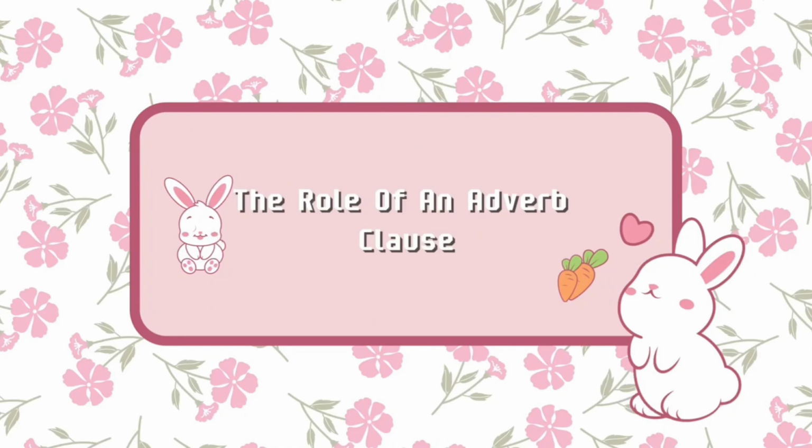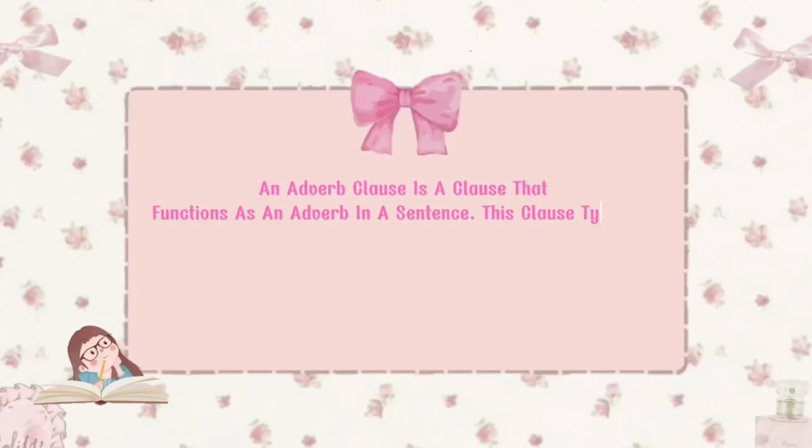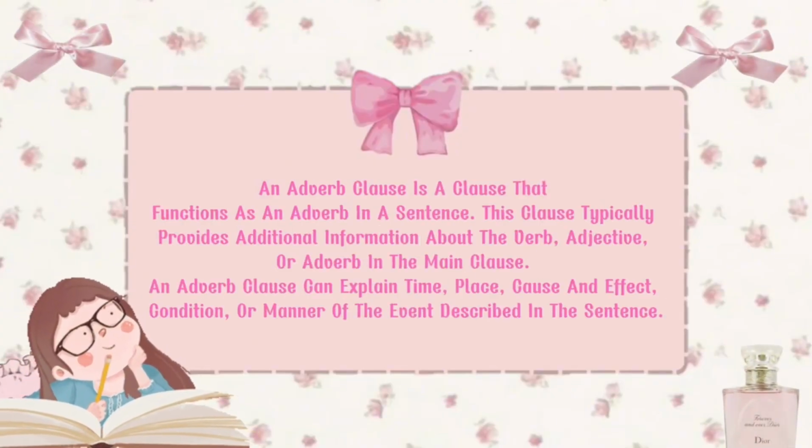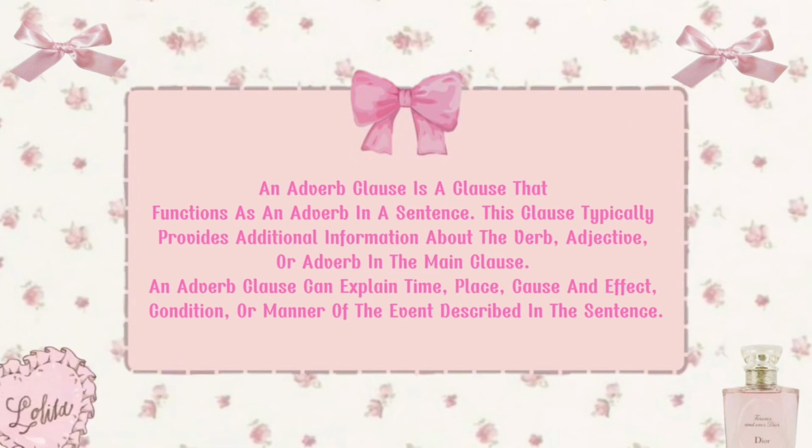Next, the role of an adverb clause. An adverb clause is a clause that functions as an adverb in a sentence. This clause typically provides additional information about the verb, adjective, or adverb in the main clause. An adverb clause can explain time, place, cause and effect, condition, or manner of the event described in the sentence.